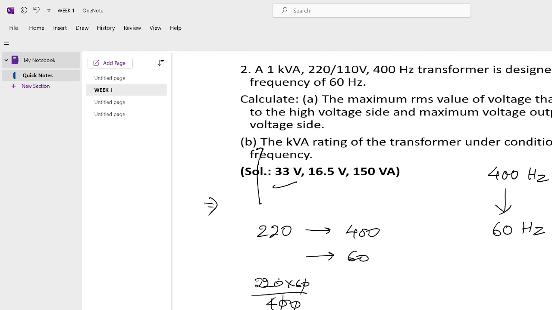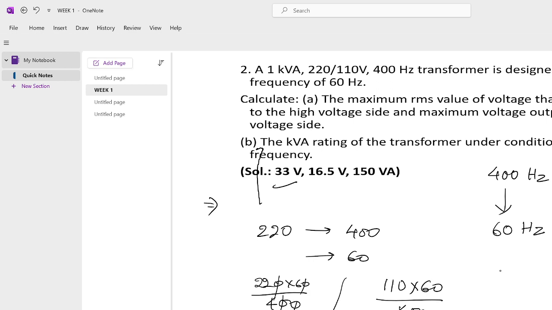That means around 33 volt. Similarly, for the secondary side, you will be having 110 into 60 divided by 400. That gives you 16.5 volt.